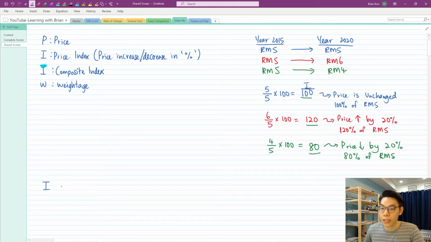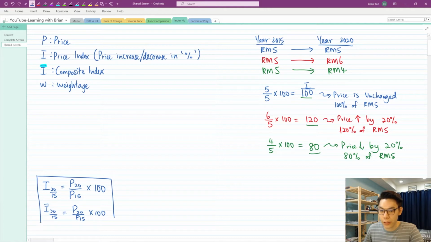So that you will get your first formula already. The index of year 2020 based on year 2015 is equal to the price in year 2020 over the price in year 2015, times 100. All these 20 and 15 are the year 2020 and year 2015. We can actually also use this formula for the I bar. I'll show you how. So let me write this down first, then only I explain. So this one is the first formula.